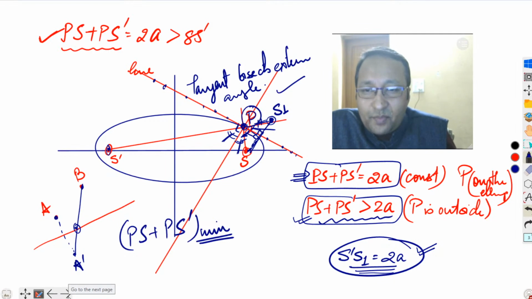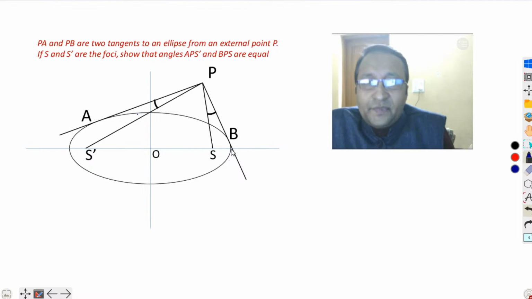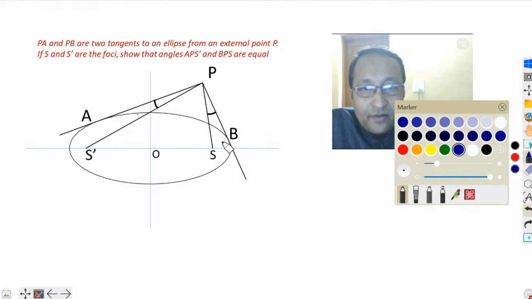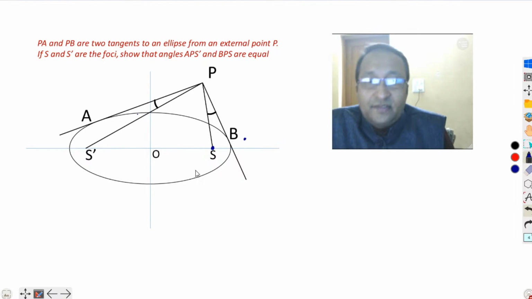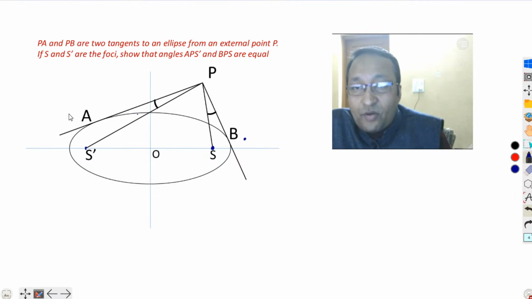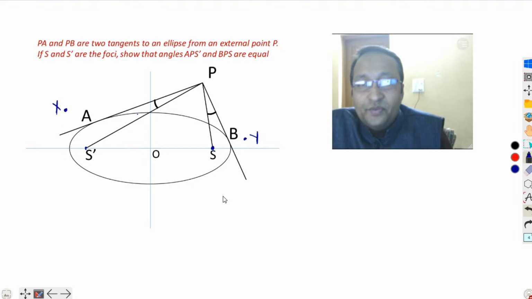Now I will take up the problem for which we are all here. How do we do this particular problem? Ready? So considering the same proposition, first I take the mirror image of S about one tangent and of S dash about the other tangent. For simplicity, let me call these points X and Y so that we do not have too many dashes and double dashes to confuse.